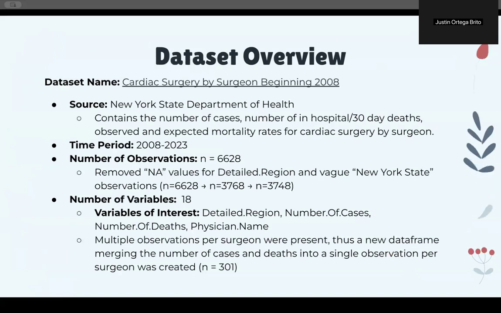Our data set came from the New York State Department of Health and contained 18 variables, which included the number of cases/surgeries, the number of in-hospital and post-30-day deaths, and both the observed and expected mortality rates for cardiac surgery by surgeon. There were a total of 6,628 observations before we cleaned the data, and because there were multiple observations per surgeon, we created a new data frame that summed the number of cases and deaths into one observation per surgeon.